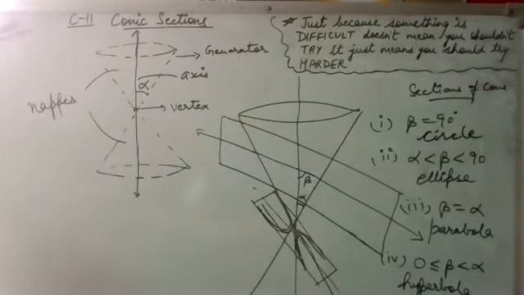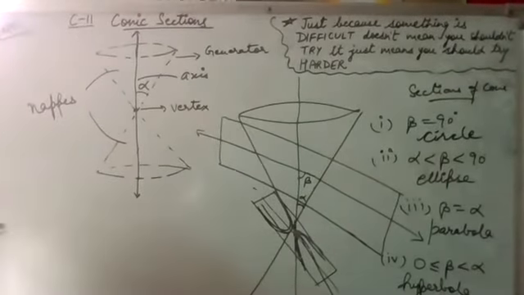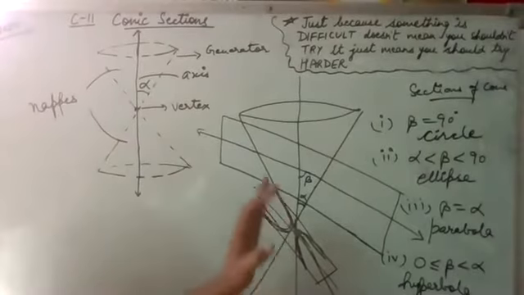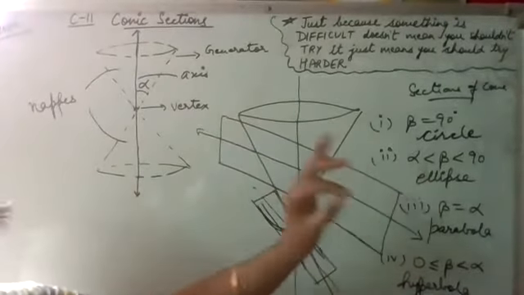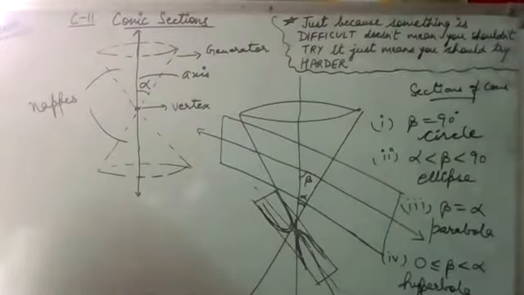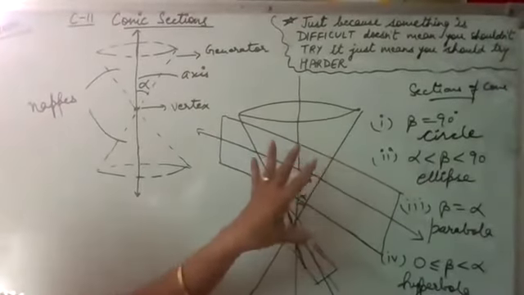Right? So this is how we are getting it. Is it clear to all of you? How are we getting various sections of the cone? When we are cutting the nappes of the cone at different angles by a plane surface, or when we are intersecting a plane surface at different angles to the cone.